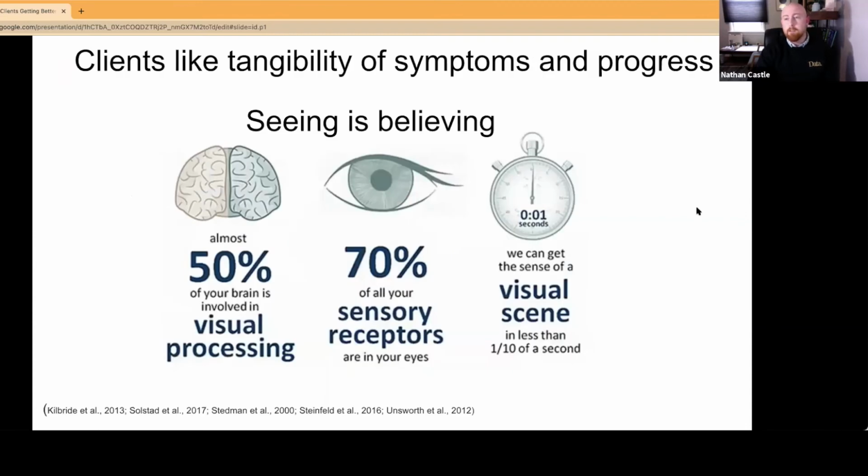So importantly, we can see here that engaging the senses is part of this. Seeing is believing. Almost 50% of your brain is involved in visual processing. 70% of all your sensory receptors are in the eyes, and you can get a sense of a visual scene very quickly. This is why the graphs and the visual representations are, I guess, a priority as the data gets interpreted.